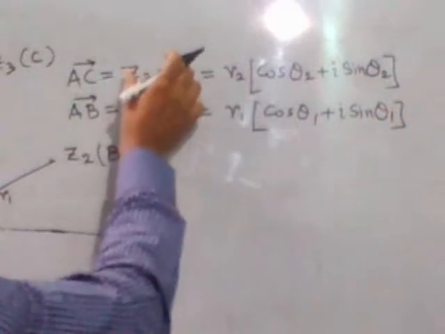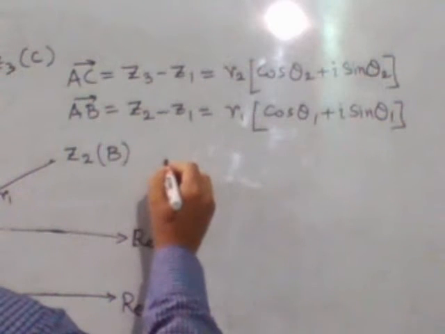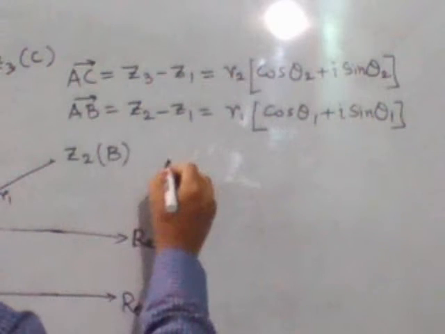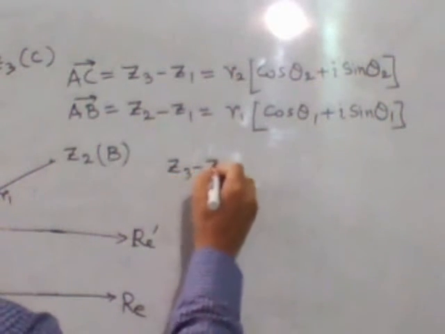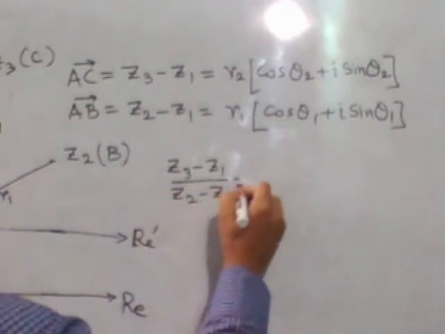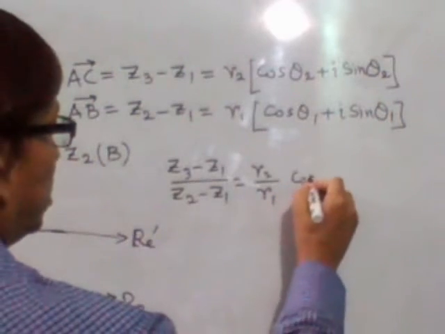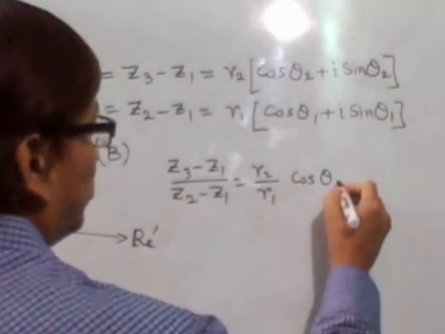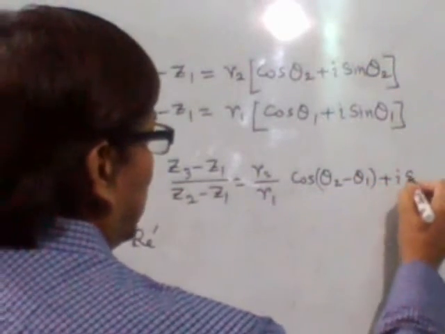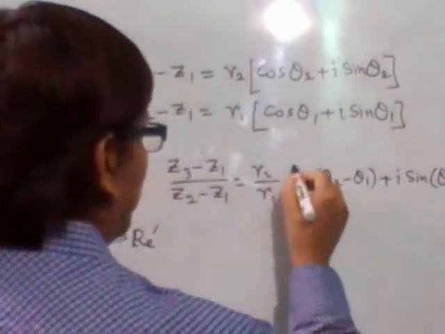Now if we divide Z3 minus Z1 by Z2 minus Z1, we are getting another vector. After watching this figure you can understand this. Z3 minus Z1 by Z2 minus Z1 will be equal to R2 by R1 and cos θ2 minus θ1 plus I sin θ2 minus θ1.